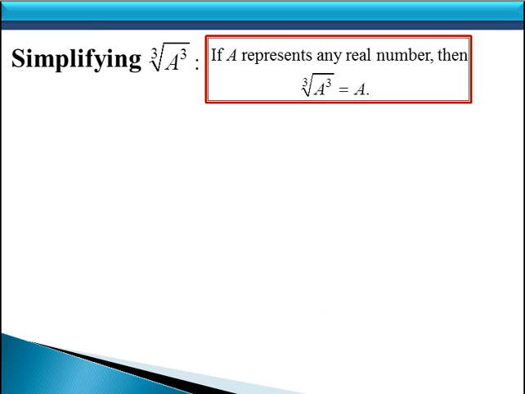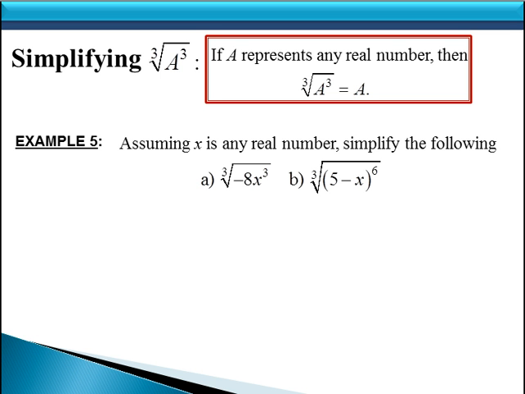Okay, so now we have another rule, this time for simplifying the cube root of a cubed. Notice with this example we do not have absolute value signs around the a. And this is because when you cube a negative number, you get a negative number. When you cube a positive number, you get a positive number. So we could get a positive result, or we could get a negative result when you take the cube root of a number. And so we don't need to have absolute value signs to ensure that we get a positive, like we did with the square root.